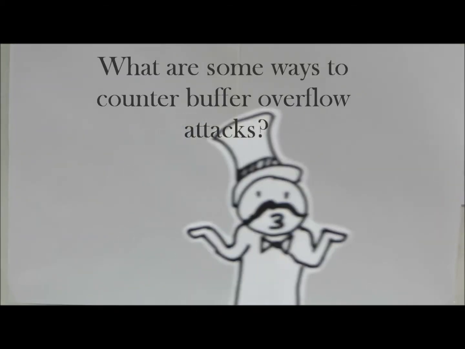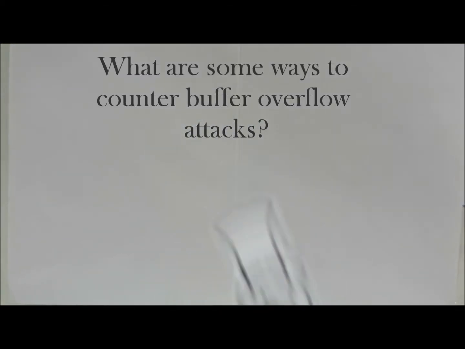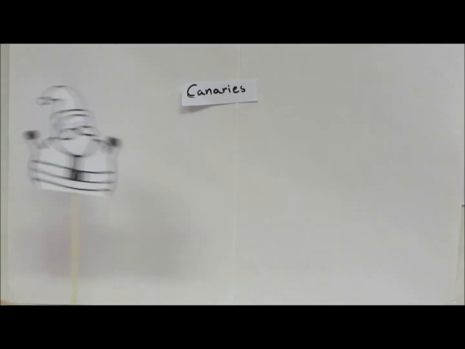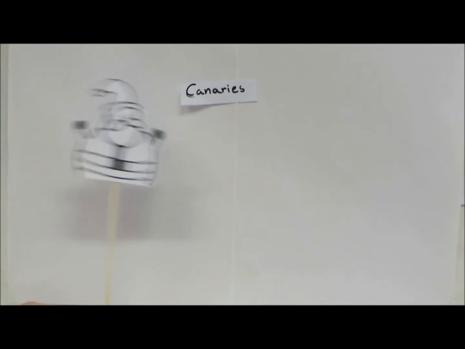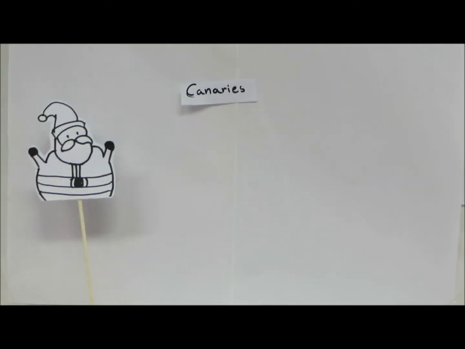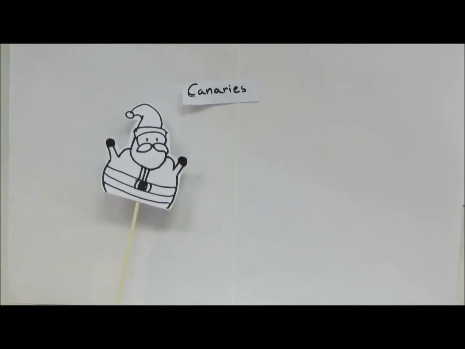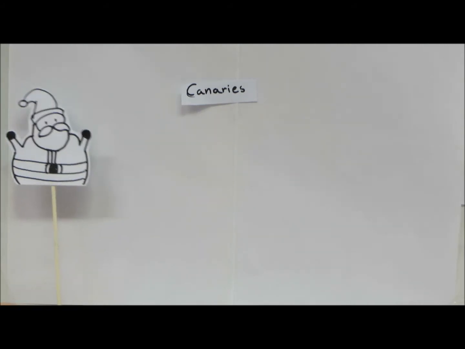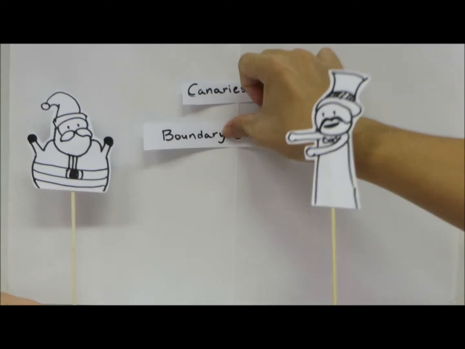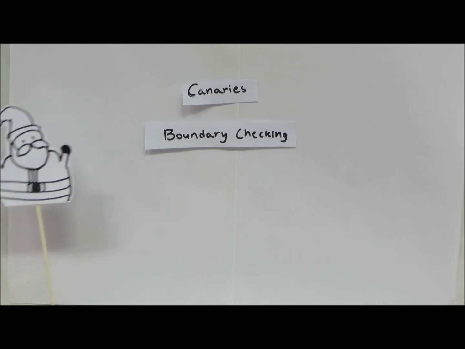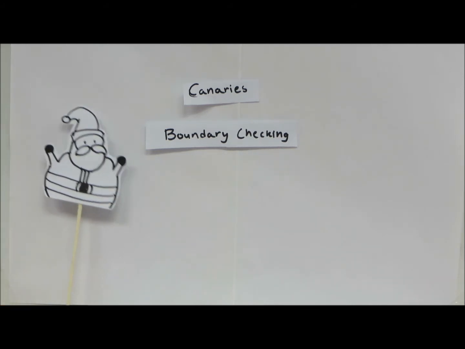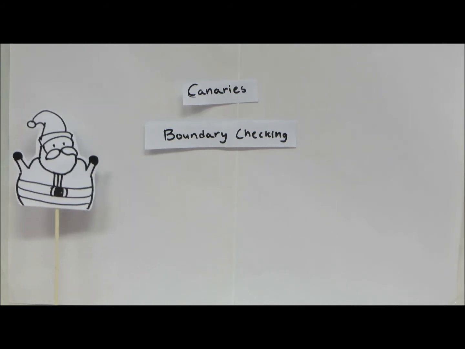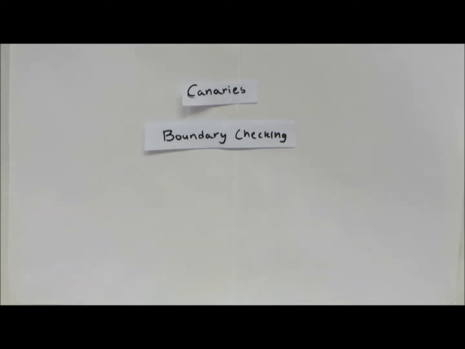But what are some ways to prevent buffer overflow attacks? Canaries! So canaries are words that the program puts into a stack and they'll check before running. So if during runtime a buffer overflow is done, the canaries will be different, so it won't run. Boundary checking. So boundary checking is when the buffer overflows the boundary given to each function. When this happens, the application is not allowed to run.